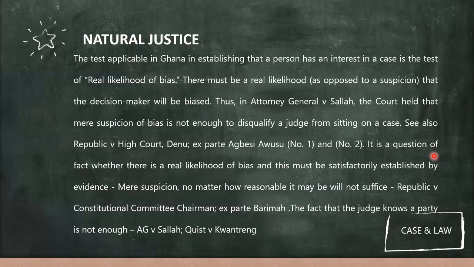So in Attorney General versus Sala, it was held that it just was not enough to allege that one of the judges had a sister whose husband was involved in the matter. That in itself was not enough. You must prove that that husband actually met with the judge, discussed the matter with the judge, and the judge came to a conclusion that he would, instead of doing justice, do otherwise.